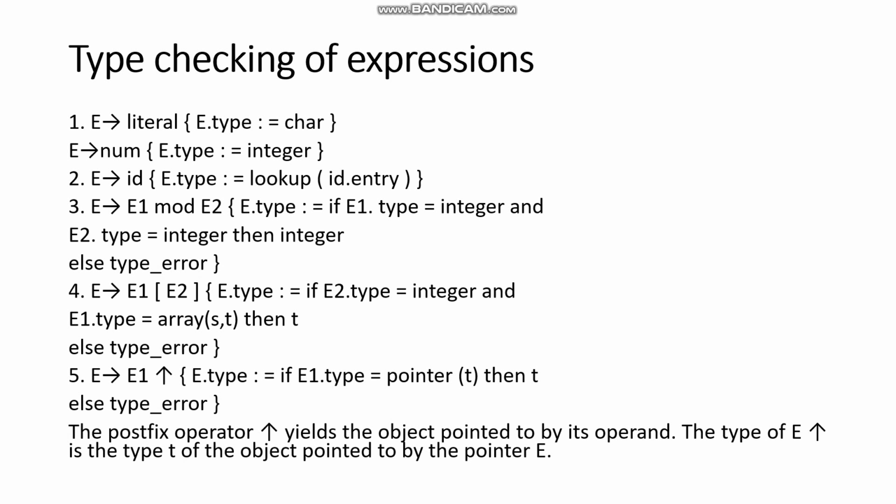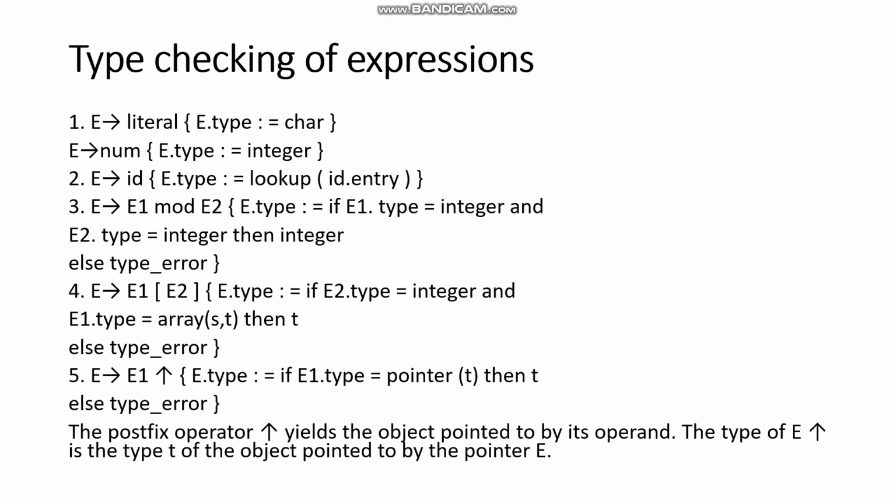Next is E1 mod E2. Then E1 is of type integer and E2 is of type integer. If not integer, then it will give an error. Because both are operands of mod, it should be applied to the same type of variable. E1[E2] means what? E1 should be an array and E2 should be an integer, because E1 is specifying the array and E2 is the index inside E1. If not, then it should give the error.